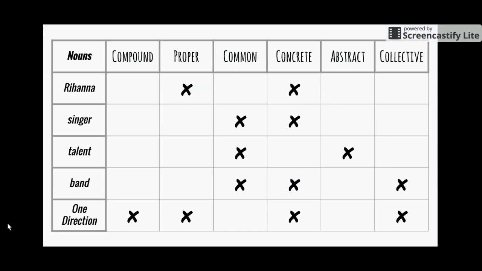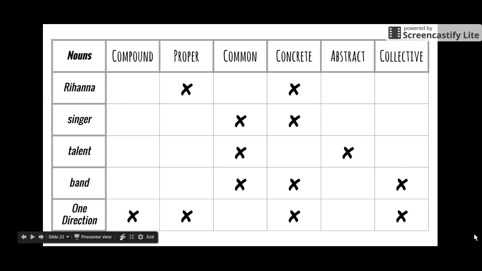It looks like this. So you see that Rihanna is a proper noun. It's also a concrete noun. Rihanna is not a compound noun. It's not common because it's a specific, particular person, and it has a capital letter. She's not abstract. You can see Rihanna. And she's not collective. She's just one thing.